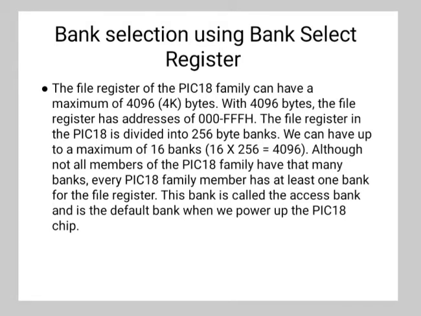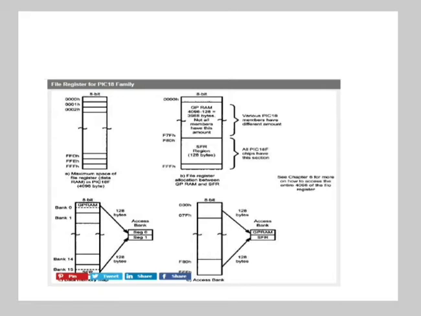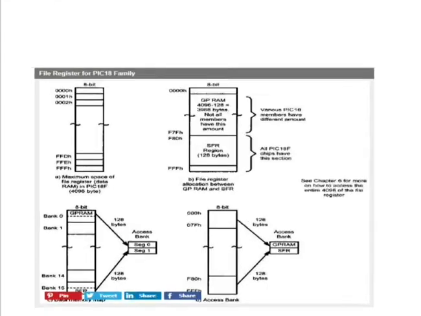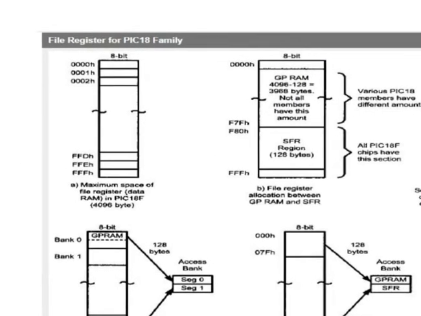Although not all the members of PIC 18 family have many banks, every PIC 18 family member has at least one bank for the file register, and this bank is called the access bank and is the default bank when we reset a PIC 18 chip. So here is the diagram for the file registers for PIC 18 family.